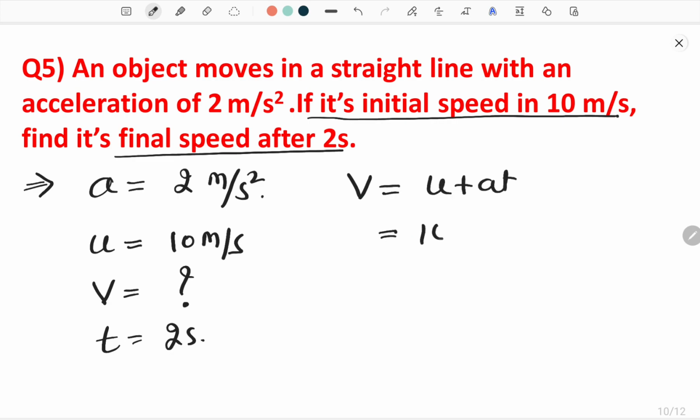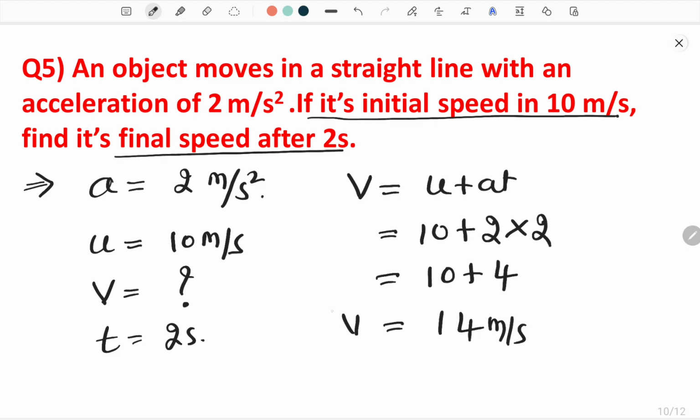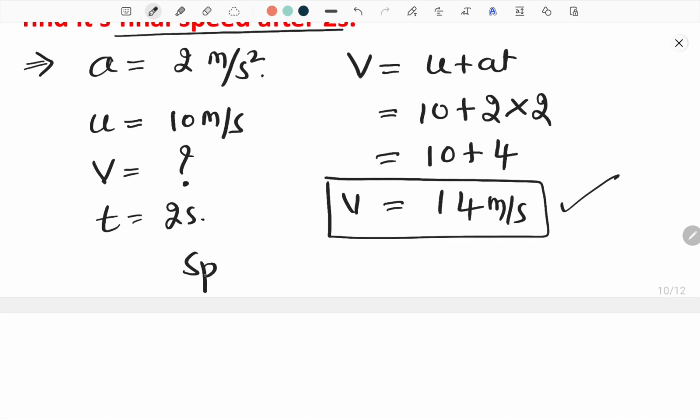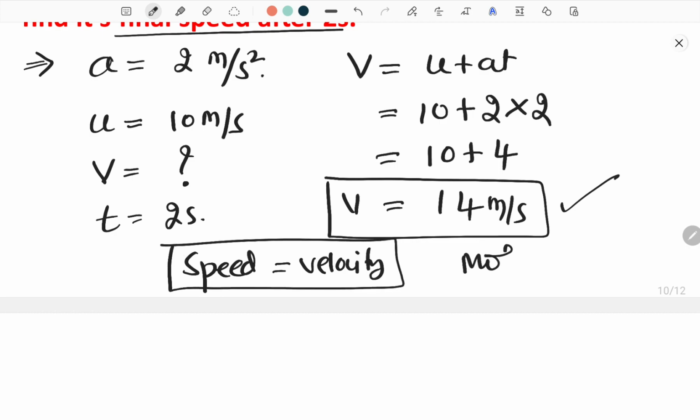What is the value of u? 10, plus what is the value of a? 2, into t, which is again 2. So it becomes 10 plus 4, and that is equal to 14 meters per second. So this is the value of its final speed. Here we take both speed and velocity as the same, because most of the time we'll be studying motion in a straight line. Whenever motion in a straight line is there, both speed and velocity will be used interchangeably.